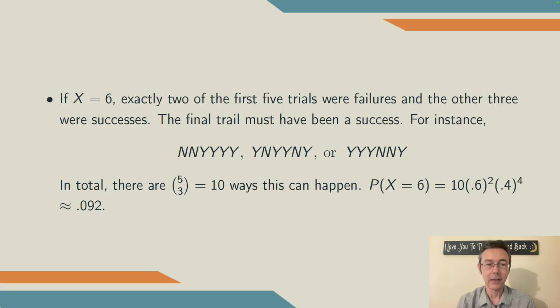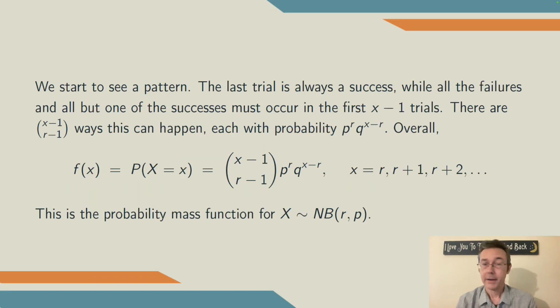Finally, let's look at x equals 6. In this situation, in those first 5 trials, you have to have 2 failures and 3 successes. As before, the last trial has to be a success. I've only written down a few of the possibilities here. There are things like N, N, Y, Y, Y, and Y, N, Y, Y, N, Y. In total, there's 5 choose 3, or 10 ways that this can happen. Again, you have 5 trials, excluding the last one, when x is 6, and of those, you have to have 3 successes, because the last one is going to be a success. The probability of each one of those is 0.6 squared times 0.4 to the 4th, so to get the overall probability that x equals 6, we do 10 times the thing I just said. It's about 0.092.